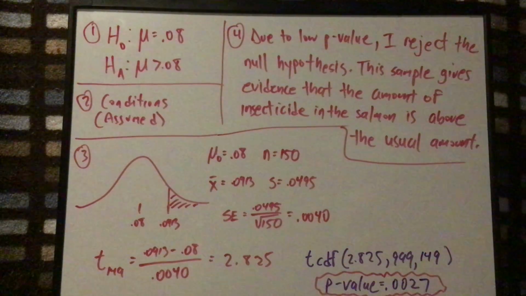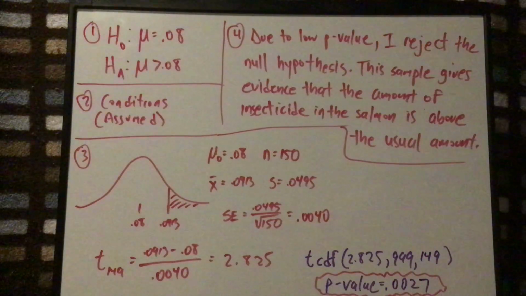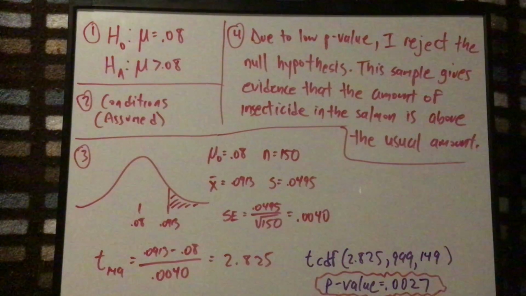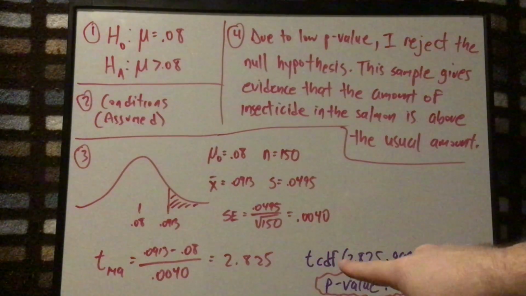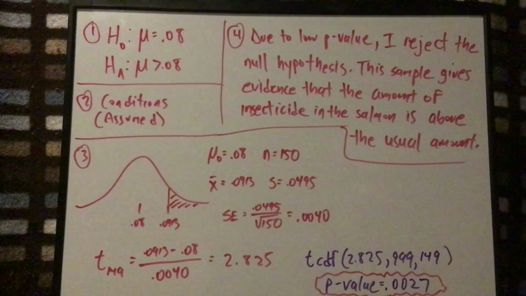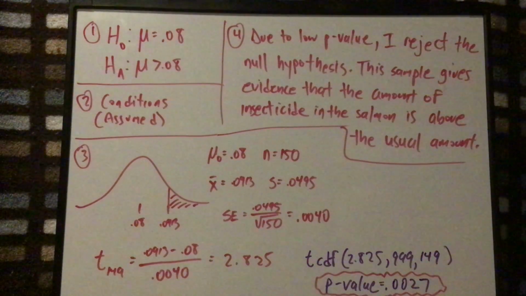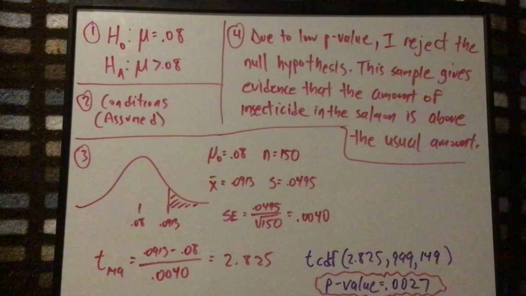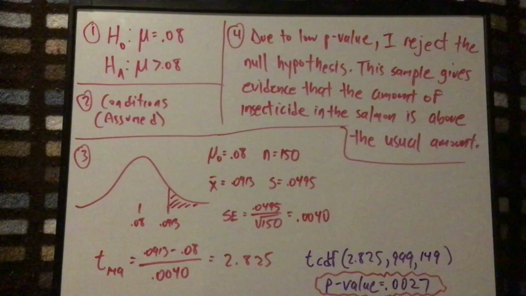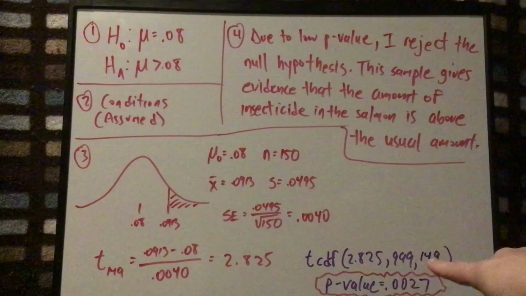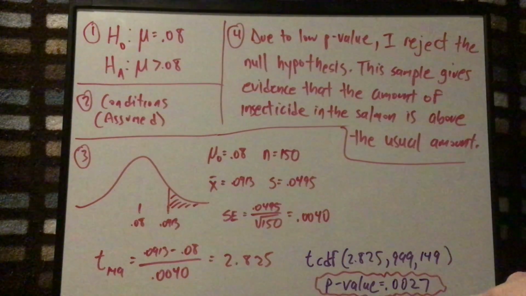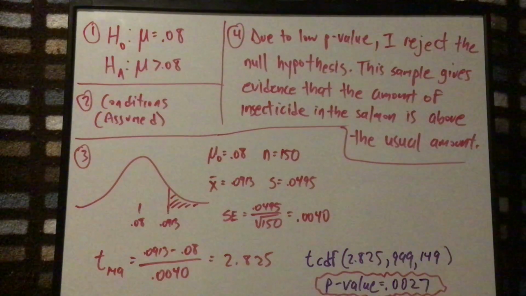Now I need the p-value. Is that above 5% or lower than 5%? We'll use that as the standard cutoff. We'll go to a calculator, put in tcdf, and use the t-score I found. That thing is 2.825 standard deviations away. That's reasonably far, but since it's a t-curve, we want to be careful we get the right value. I used up to 999, with 149 degrees of freedom. The p-value came out 0.0027.